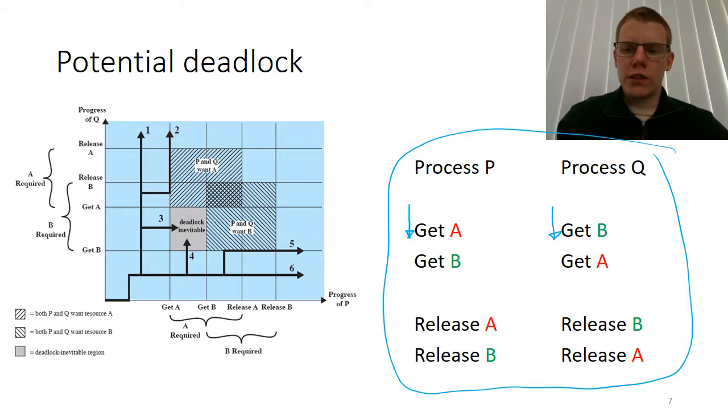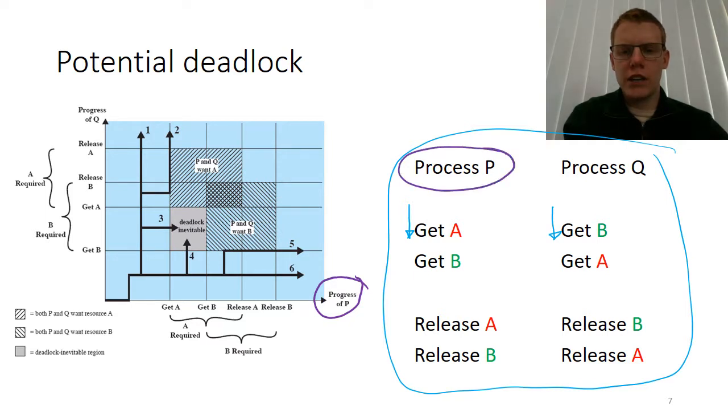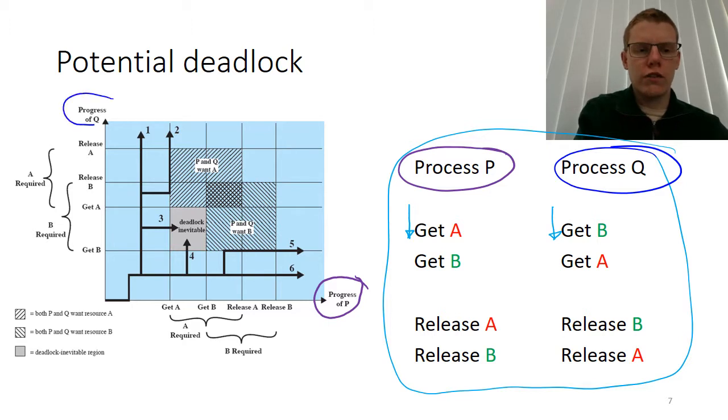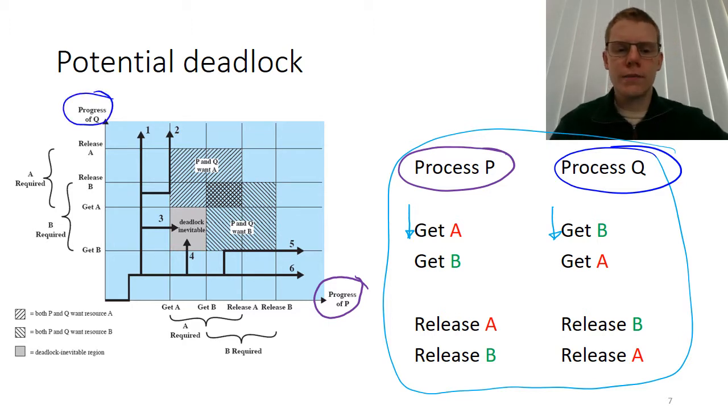What we have over here on the left is what we call a joint process diagram. This is a diagram where we can represent two processes and their execution along with possible paths of multi-threaded execution and also requirements for joint resources. We are representing the progress of process P here on the x-axis, and the progress of process Q on the y-axis. And the black lines represent different possible ways of executing one or the other processes.